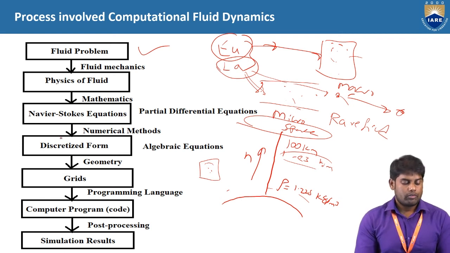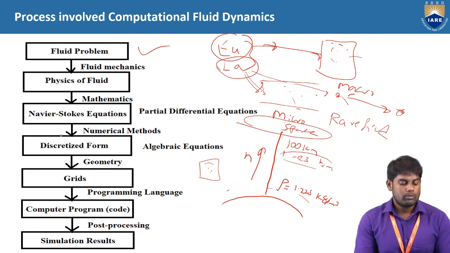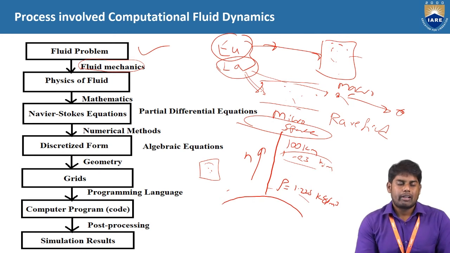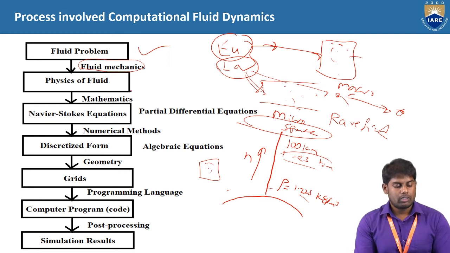Fine. So once you decide the fluid problem, this will be the first thing in the CFD approach. First you have to decide what is the fluid problem, then you need to go to fluid mechanics, which will decide what is the physics of this fluid. Basically, the fluid problem is, for example, flow over a turbine, flow through a pipe, or flow through any cylinder.